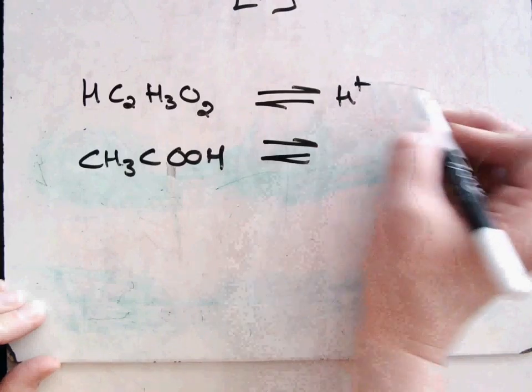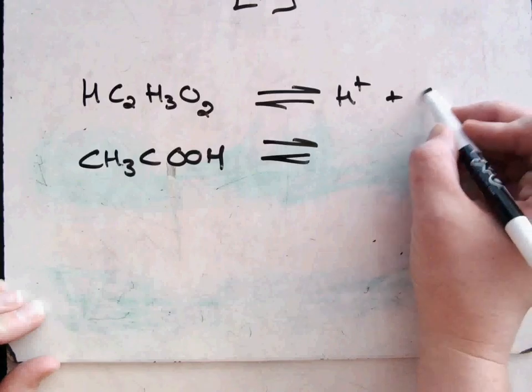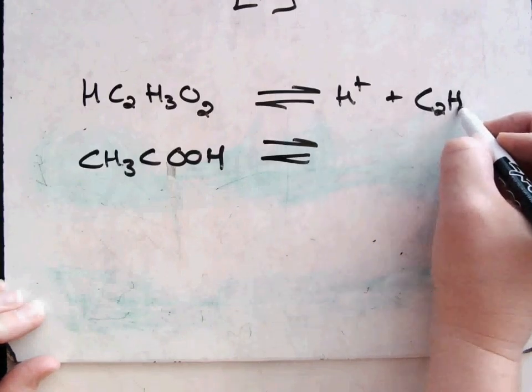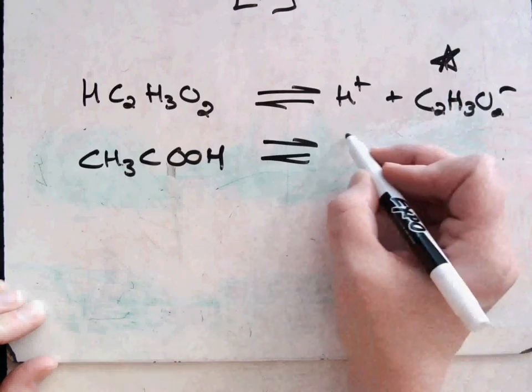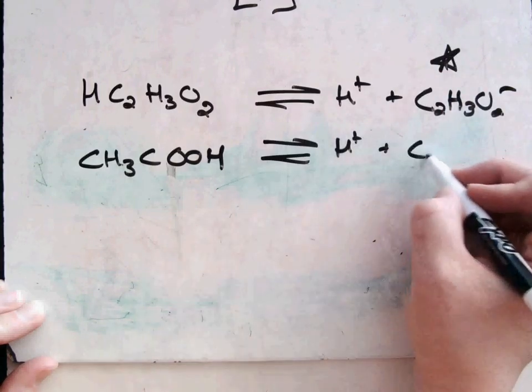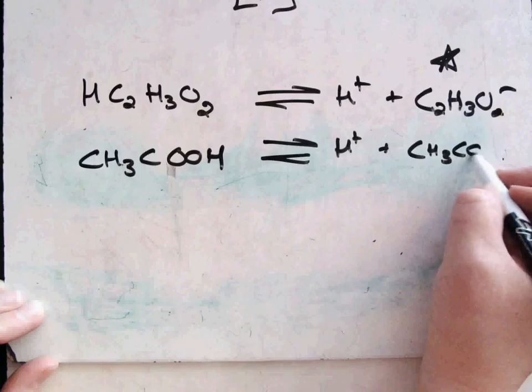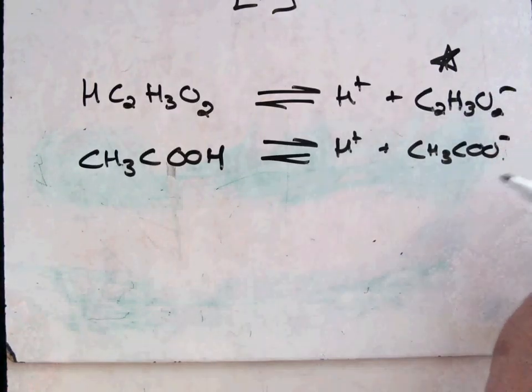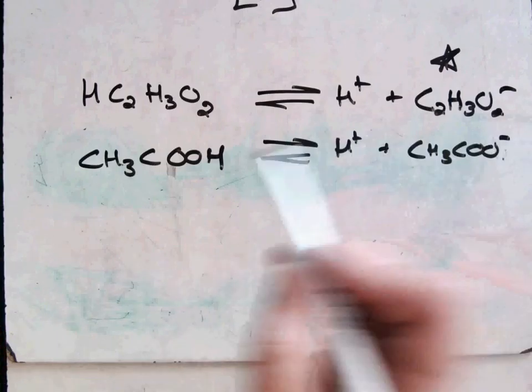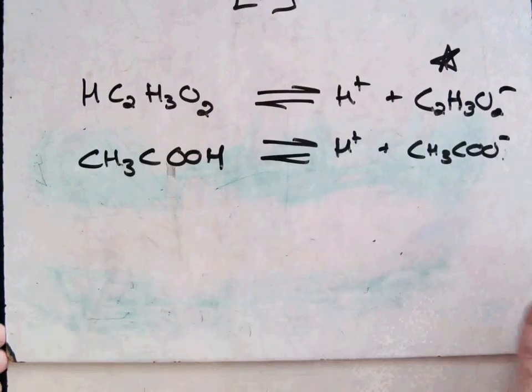When they act like a weak acid, they lose an H+, and the conjugate base is the acetate ion. So it's this, C2H3O2 with a negative charge, or CH3COO with a negative charge. Either way of writing the acetate ion, that is the conjugate base for acetic acid.